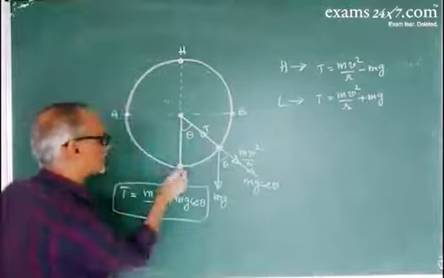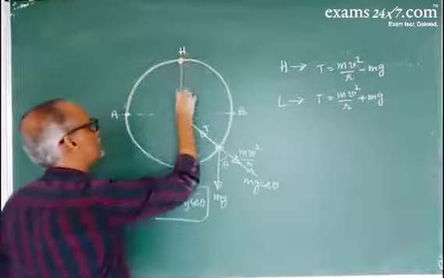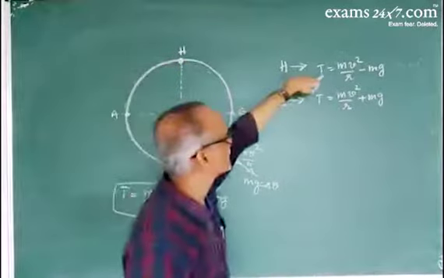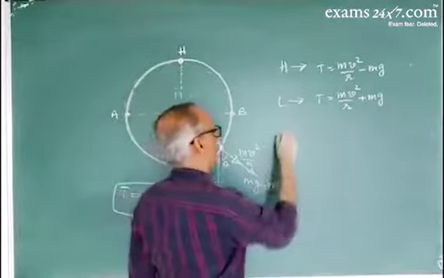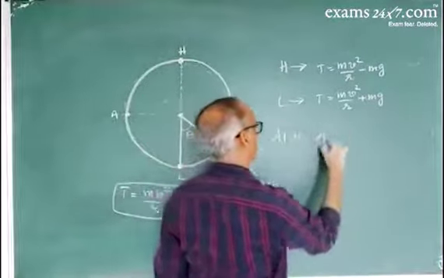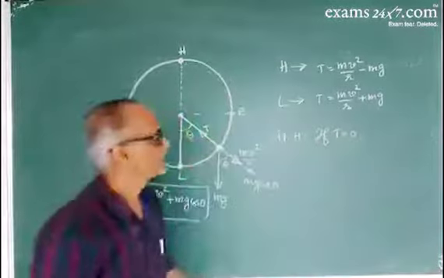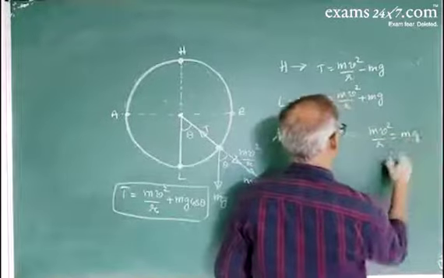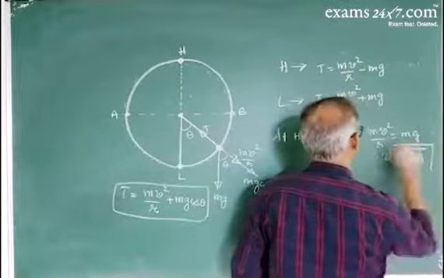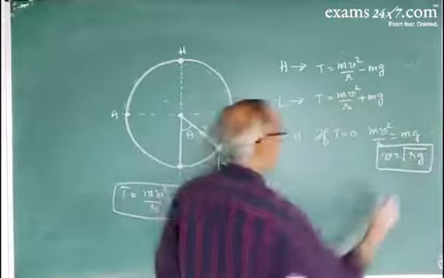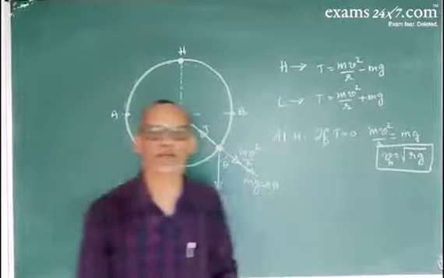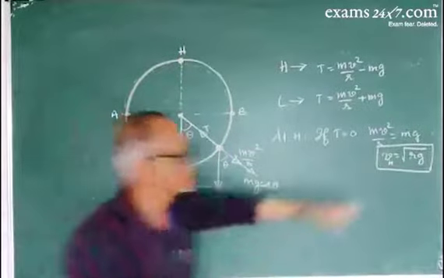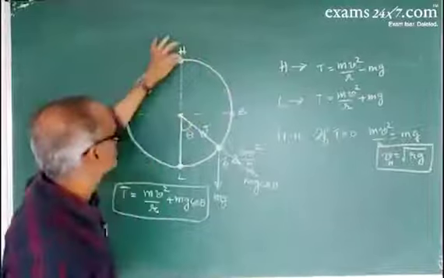Now, when this stone reaches the maximum point, what is the least tension that is possible? The least tension that is possible is T = 0. So at H, if T is 0, we get mv²/r = mg. m will get cancelled, so v = √(rg). So this is the velocity at the highest point which is required so that the particle describes the circular path.